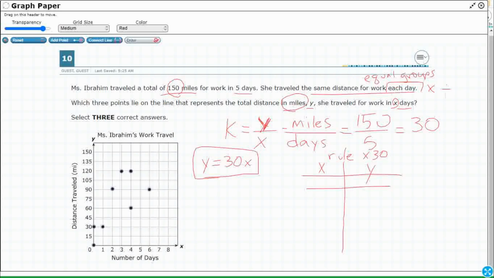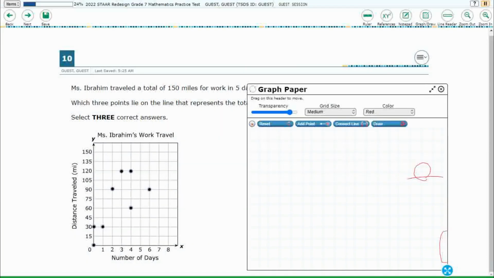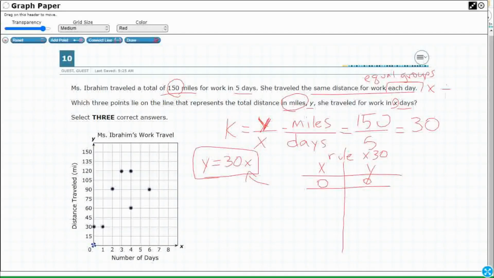Okay, so what happens if I plug in a 0? I always start with a 0. Well, if I plug in a 0 to this equation right here, the y is going to be 0. All right, that's going to be pretty easy. And look at that, I've got something on the origin. So let's go ahead and grab that one. That is going to be my very first point, that 0, 0, okay?